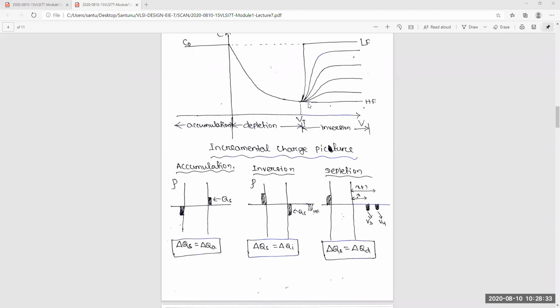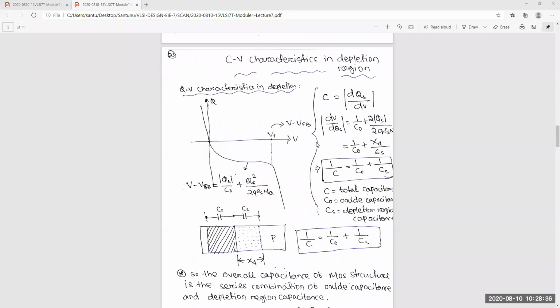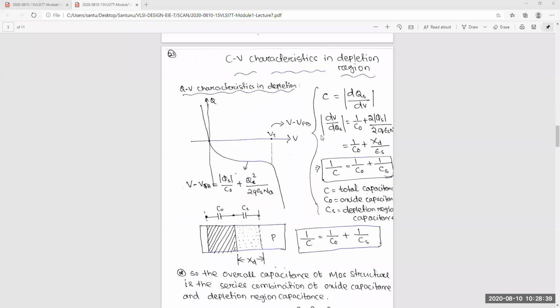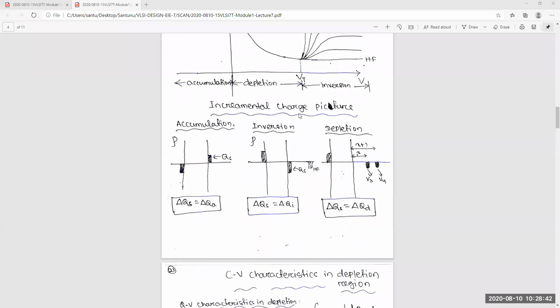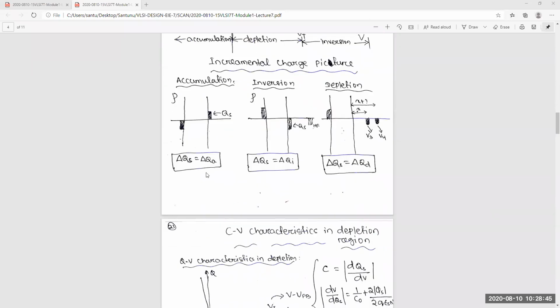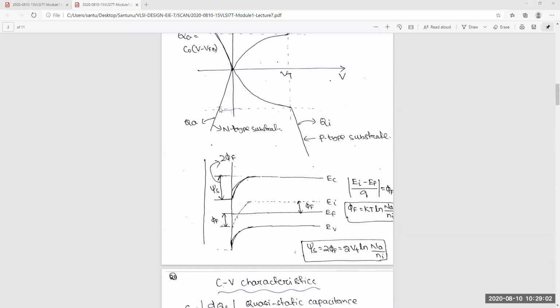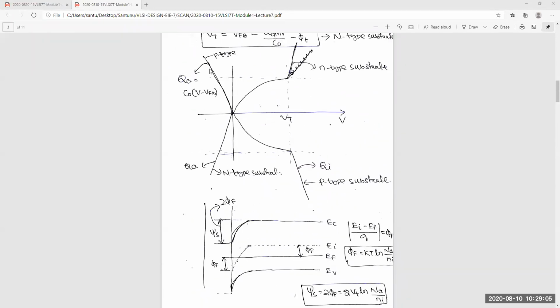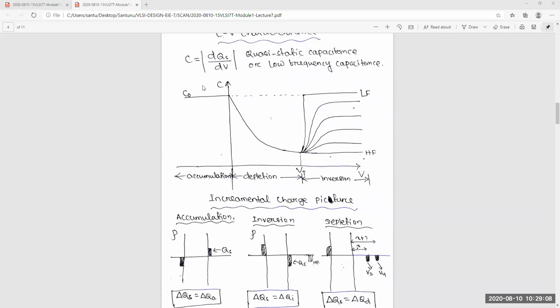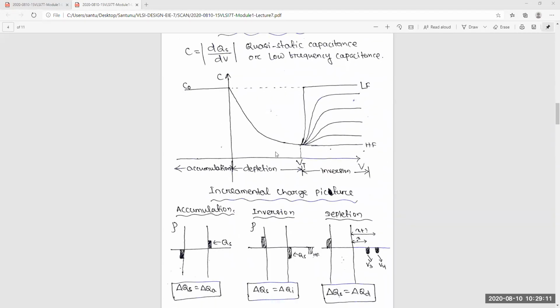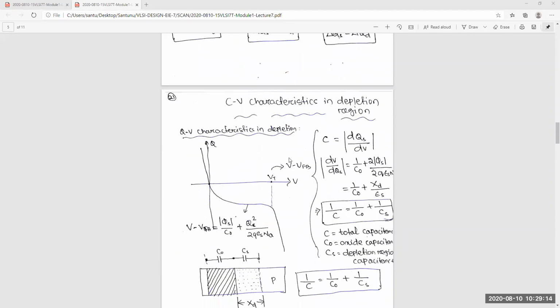So now again, this depletion region I have discussed more elaborately here, how it is changing. These two things are straightforward, the accumulation region and inversion region, because you can see this is a straight line. You can see the slope is almost the same, so you can calculate the capacitance very easily. But this part is complicated, so we will discuss that in a more elaborate way.